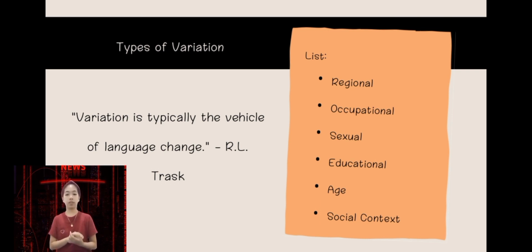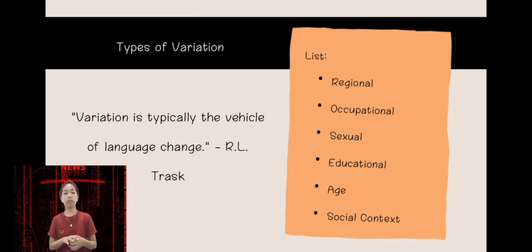Third, sexual variation. This means that men and women may use language differently. For example, there may be differences in language used between genders in terms of vocabulary, tone, or intonation. Fourth, educational variation. This means that people with different levels of education may use language differently. For example, academic language used in universities may be different from everyday language. Second to the last, age variation. This means that people from different age groups may use language differently.